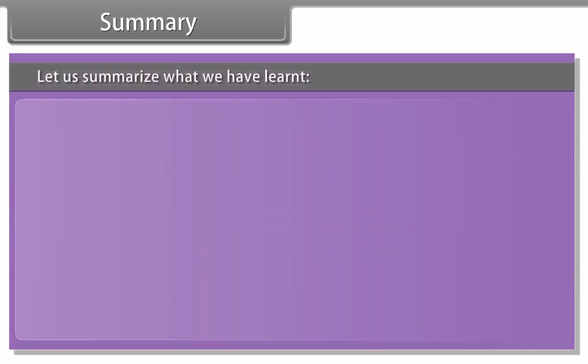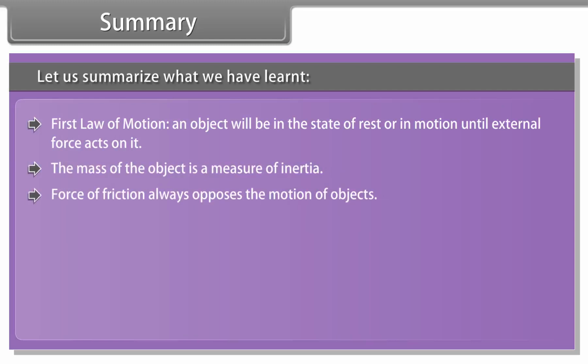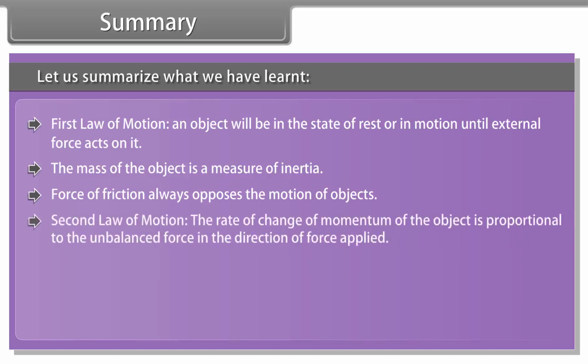Summary. Let us summarize what we have learned. First law of motion: an object will remain in a state of rest or in motion until an external force acts on it. The mass of the object is a measure of inertia. Force of friction always opposes the motion of objects. Second law of motion: the rate of change of momentum of the object is proportional to the unbalanced force in the direction of the force applied.